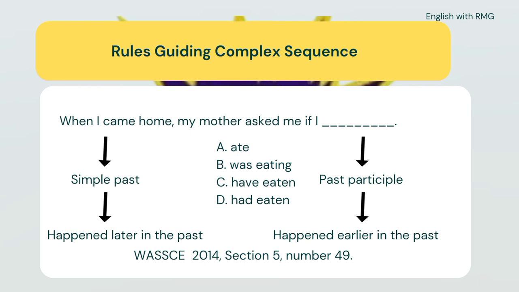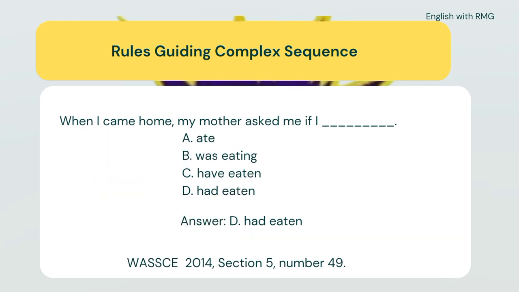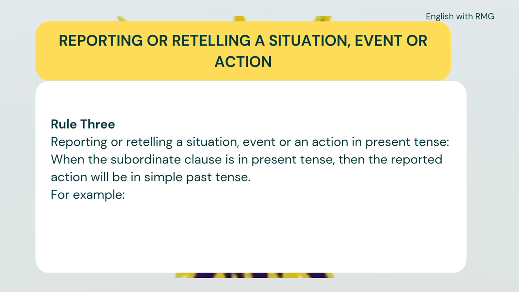Because the action we are trying to pick an option for happened first in the past. So our answer is going to be what? D. When I came home, my mother asked me if I had eaten. It happened earlier in the past. So that is why my answer is going to be in the past perfect. So let's move on to the next rule.